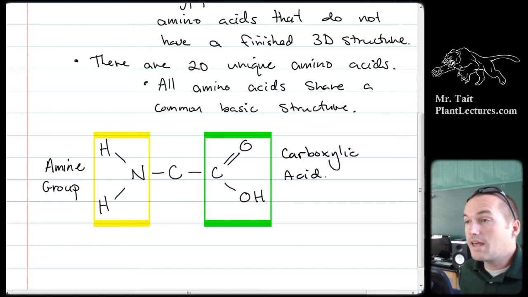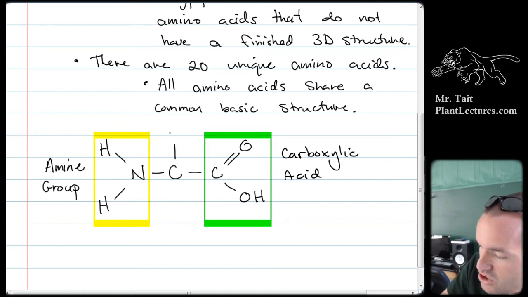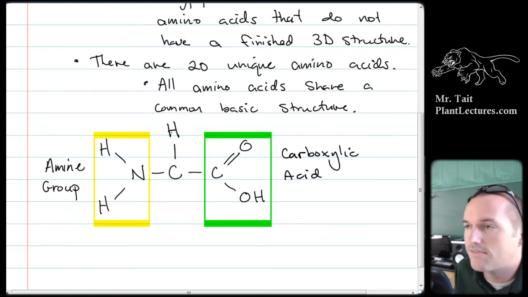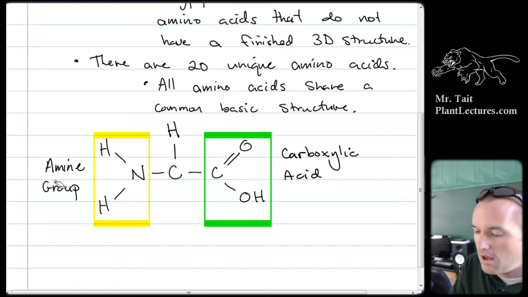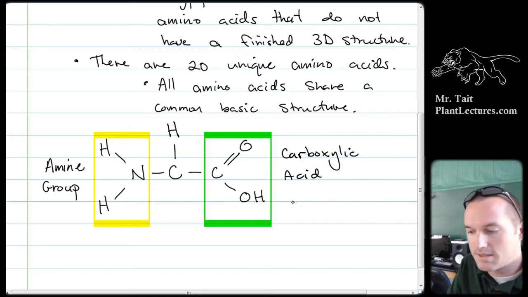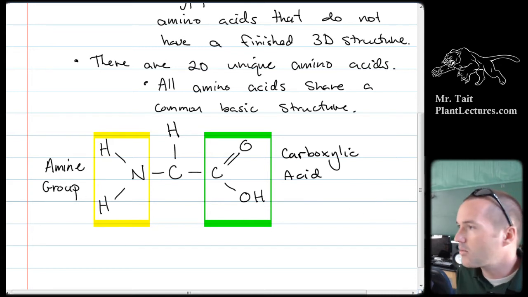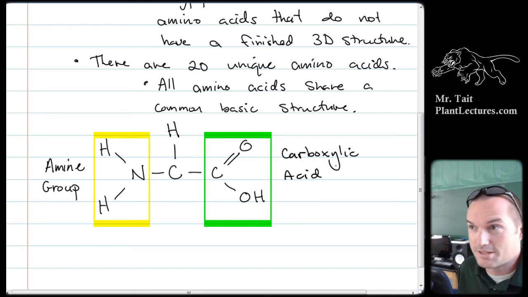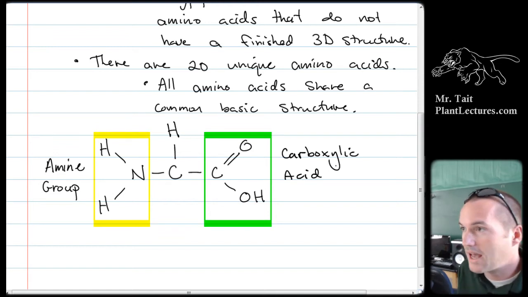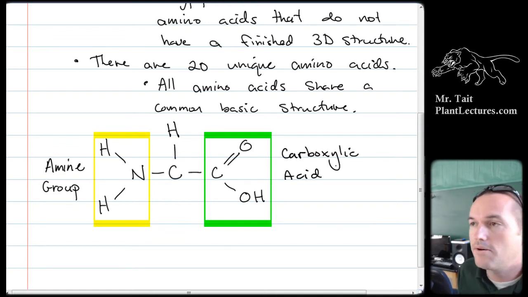Okay, so if you're looking at something that has this general structure here, and you're trying to think of a name for it, a name that might pop out in your head is amine acid, or how about amino acid, because it's got an amine group and a carboxylic acid group. Make sense? That's how they get its name. The amino acid is named because it's got an amine group and a carboxylic acid group in it. Okay? All amino acids have this structure right here.